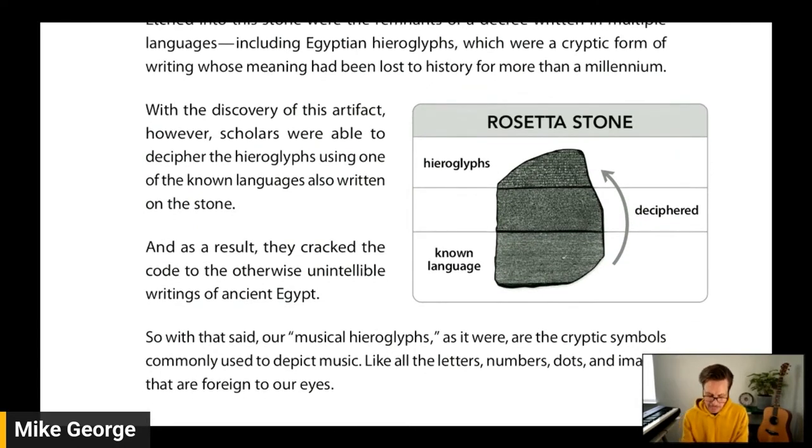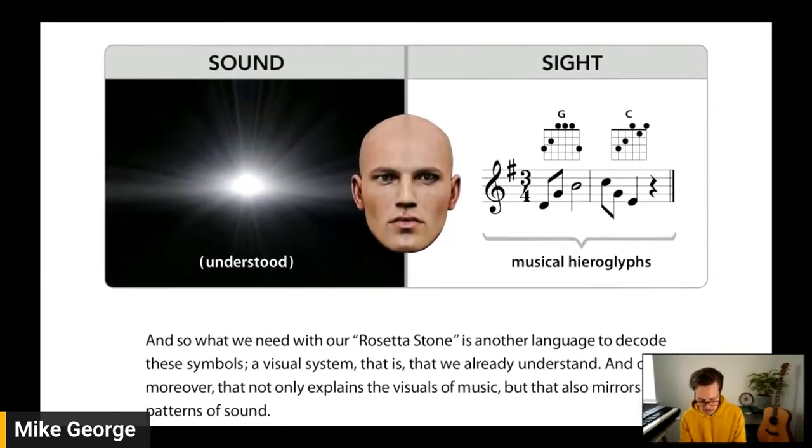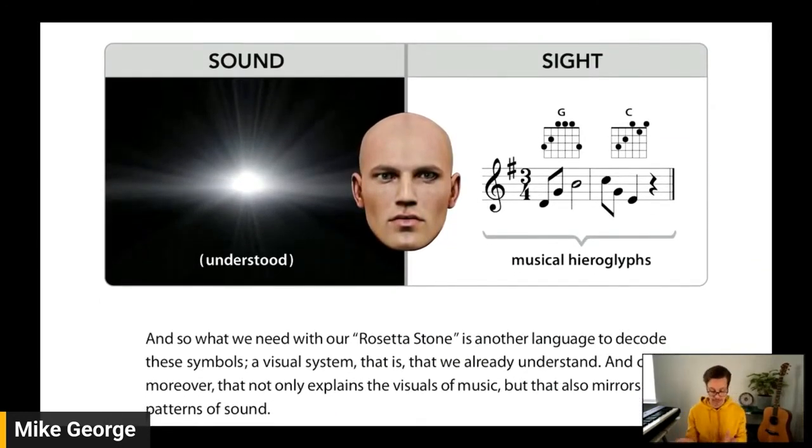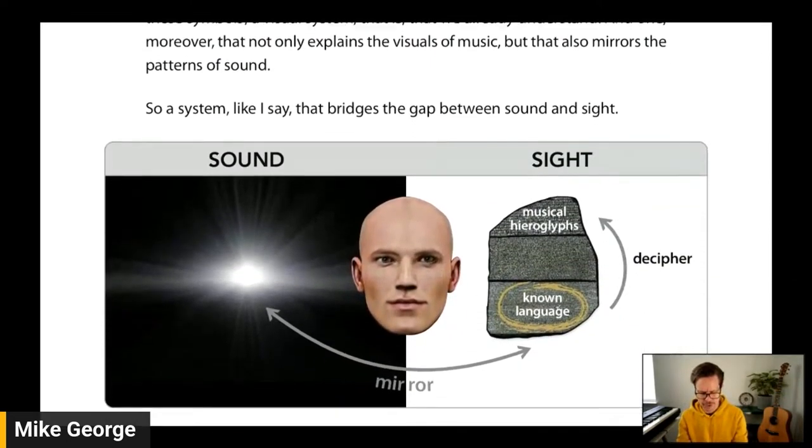So, with that said, our musical hieroglyphs, as it were, are the cryptic symbols commonly used to depict music, like all the letters, numbers, dots, and images that are foreign to our eyes. And so what we need with our Rosetta Stone is another language to decode these symbols, a visual system that we already understand, and one, moreover, that not only explains the visuals of music, but also mirrors the patterns of sound. So a system, like I say, that bridges the gap between sound and sight.